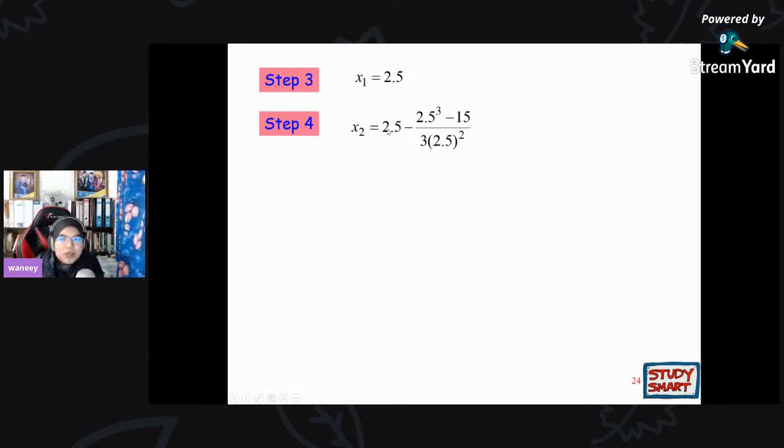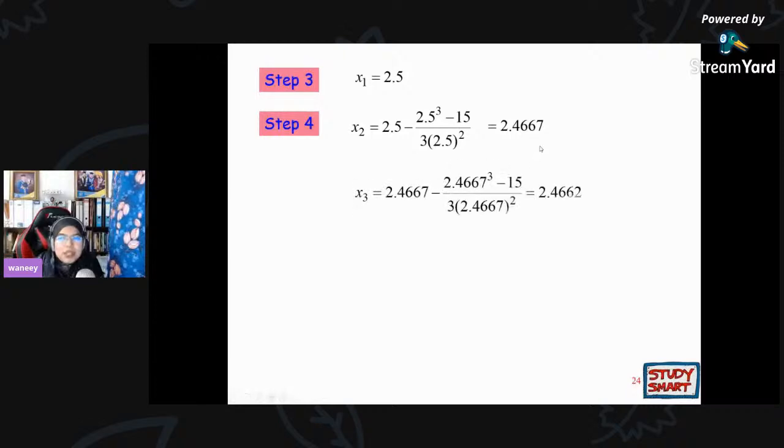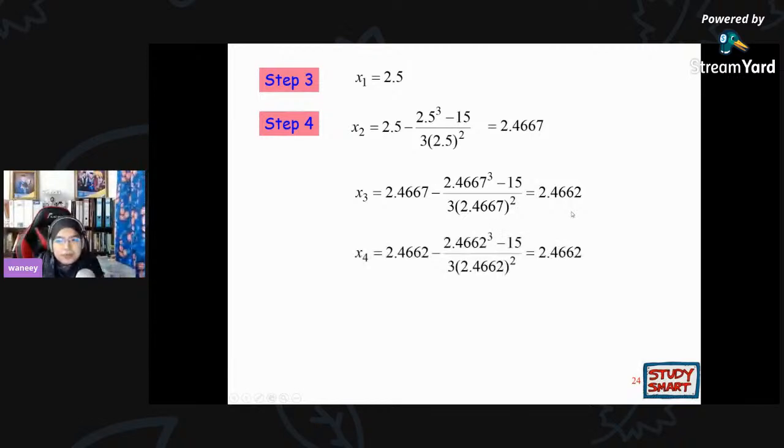x2 is x1 minus f(x1) over f prime x1. So substitute into the formula. So the value of this is 2.4667. Another iteration. So this is 2.4662. So do for x4. For x4 we got another 2.4662. So we got a similar number over here, 4662, 4662. So these are the same.